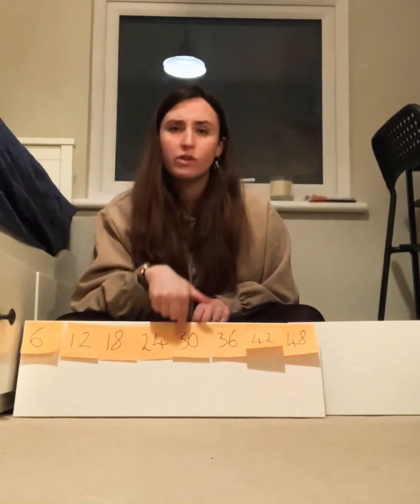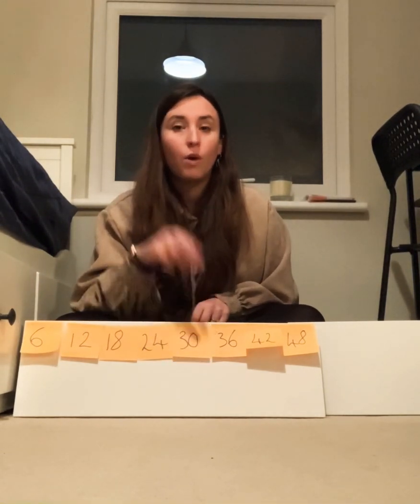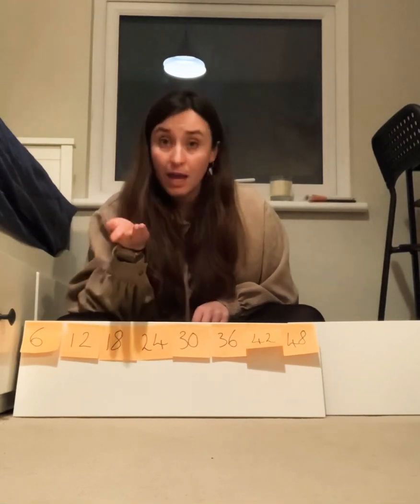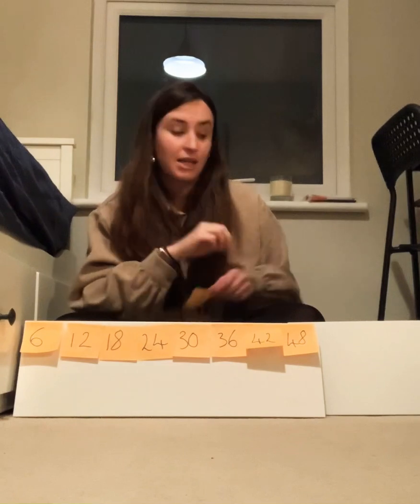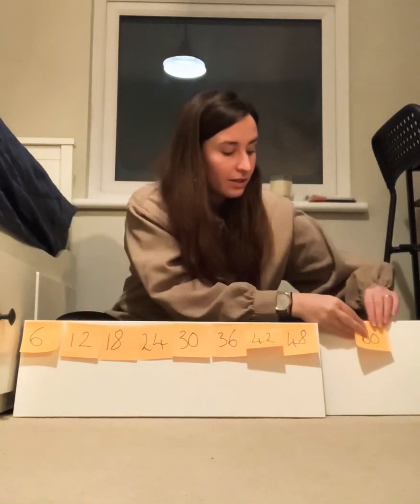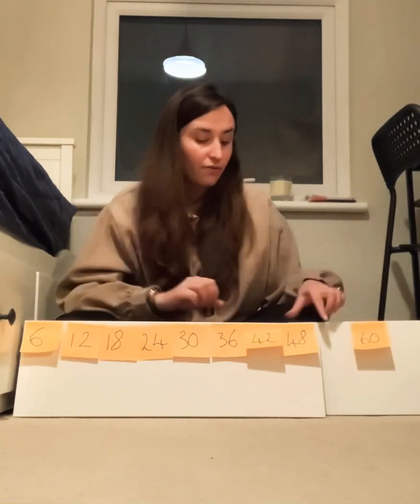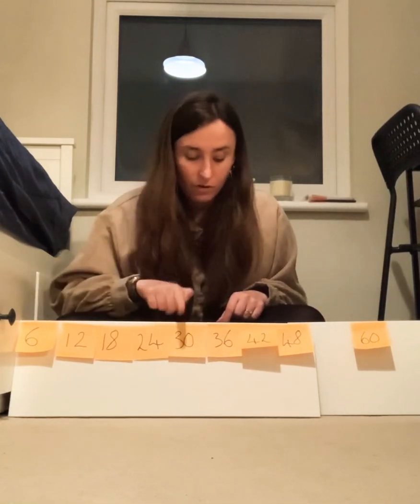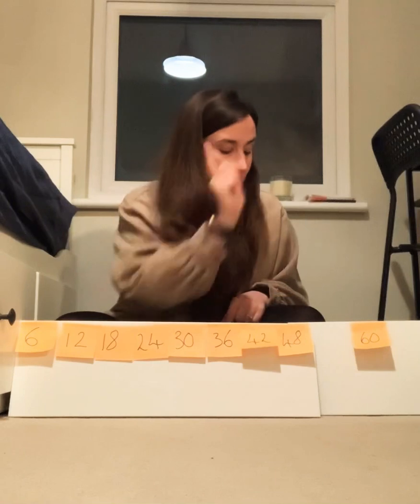What's 2 lots of 30? Well, what's 2 lots of 3? 3 add 3 is 6. So what's 30 add 30? Well done, 60. So our final number here, 6, 12, 18, 24, 30, 36, 42, 48.